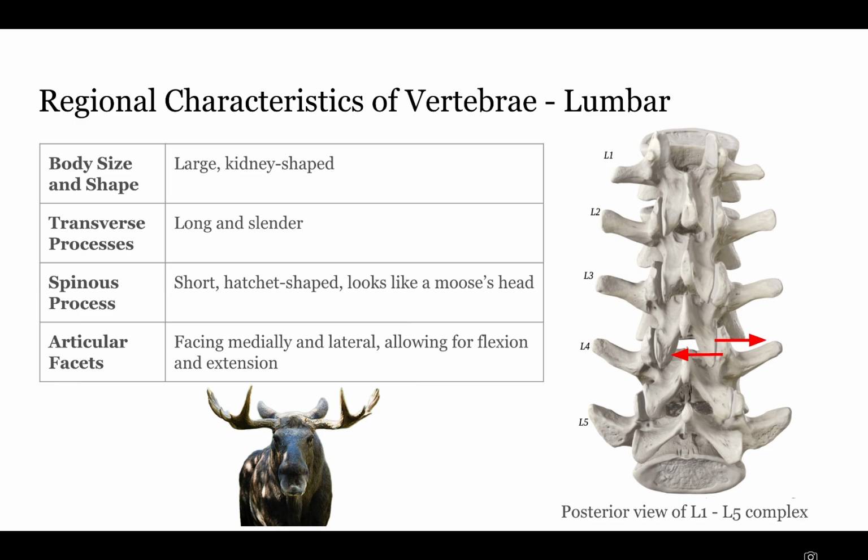Finally, we'll take a look at some of the regional characteristics of the lumbar vertebrae. The body of the lumbar vertebrae are large-sized, and they are kidney-shaped. The transverse processes are long and slender, as you can see in the image on the right, which shows a posterior view of the lumbar vertebrae. And the spinous processes are short, hatchet-shaped, and from a posterior view, they look like a moose's head.